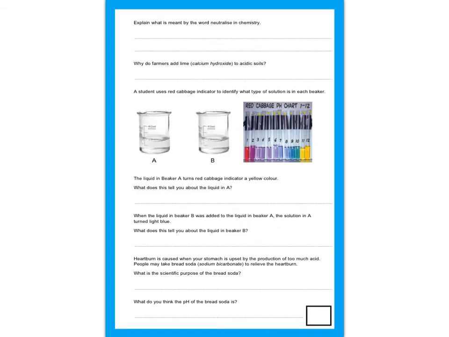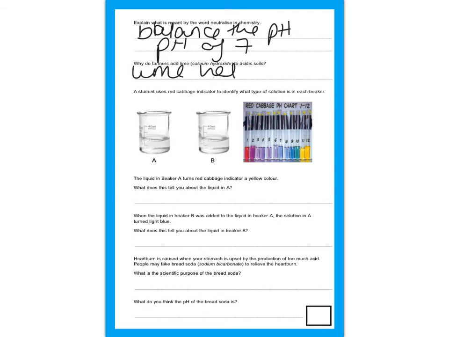So we would need 15 centimetres cubed. The question is then asking us, what is meant by the word neutralise in chemistry? Well, the word neutralise in chemistry means to balance the pH, or to have a pH of 7. Why do farmers add lime to acidic soils? Well, the lime helps to neutralise the soil.